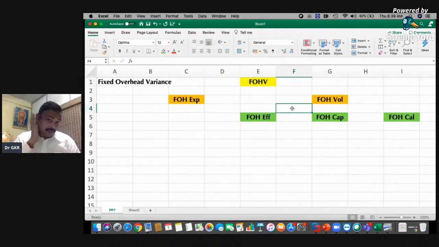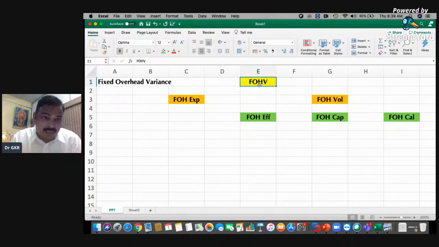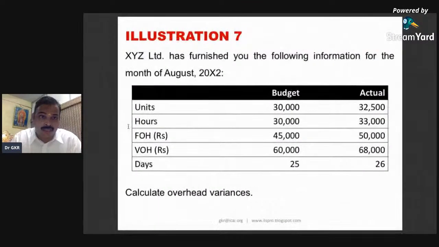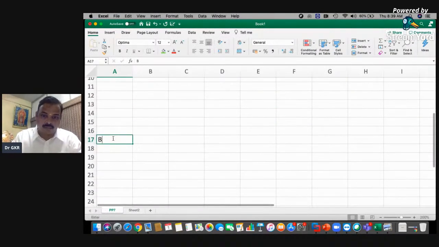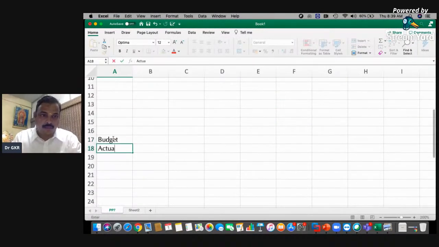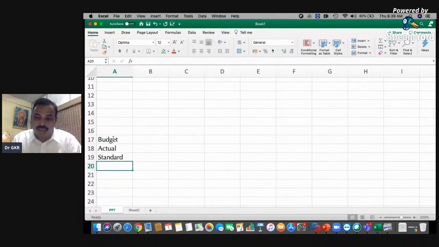Now, as I told you, I'm going to explain this in a practical sense. So let us first take this particular question. XYZ Limited has furnished the following information for the month of August 2012. The budget is given, actual is given. Remember, guys, there is always a difference between budget, actual and standard.